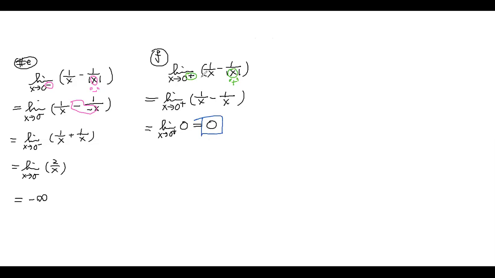So that's why, because the approach to 0 from the left-hand side is not equal to the approach to 0 from the right-hand side, if the problem wants to find the limit as x approaches 0 of 1 over x minus 1 over the absolute value of x, it does not exist. Because the left-hand side is not equal to the right-hand side. And that's it. That's how we do the absolute value function.